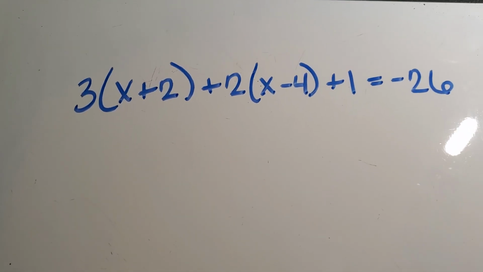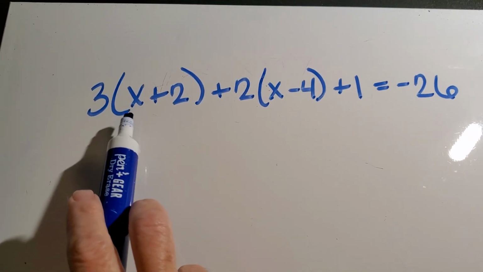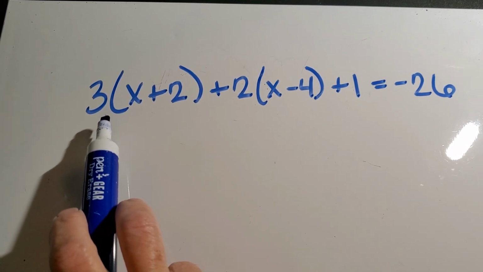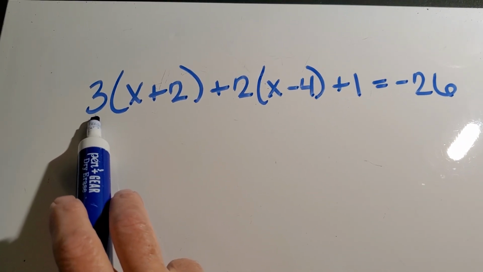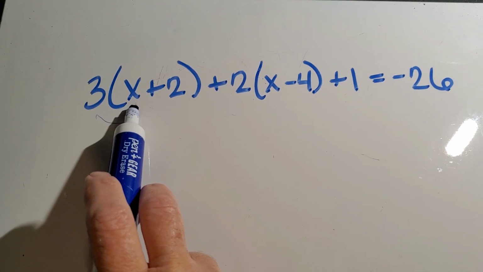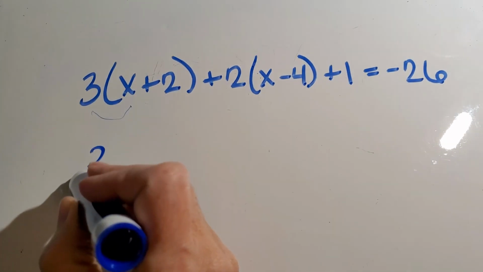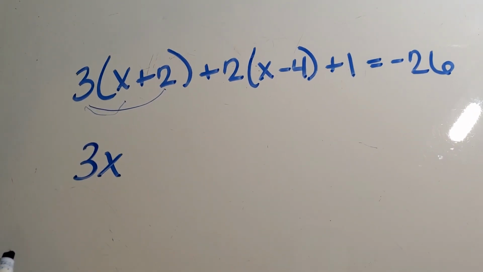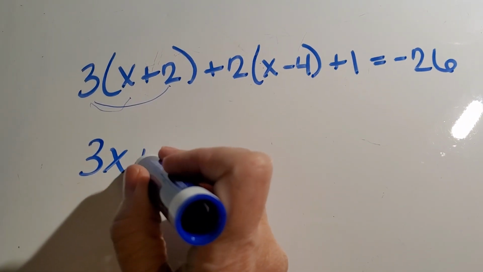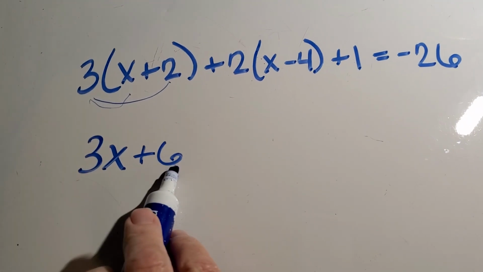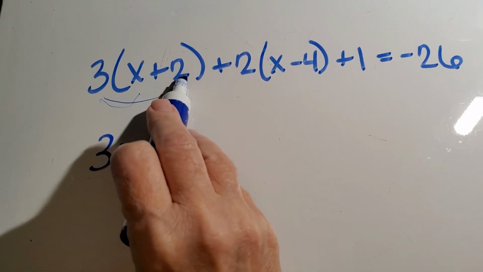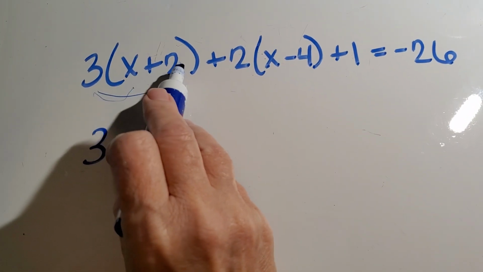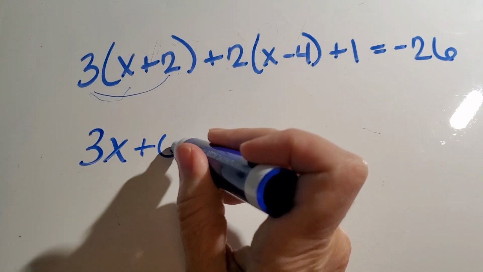So the first thing we're going to do is get rid of these parentheses, and we're going to do that by using the distributive property. So we're taking this 3 and multiplying it by the x first to get 3x, and then we'll take this 3 and multiply it by the 2. 3 times 2 is 6, and we know it's plus 6 because this is a positive 2. So 3 times a positive 2 is going to be a positive 6.